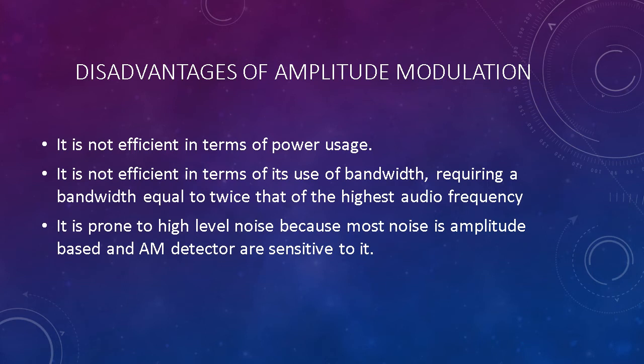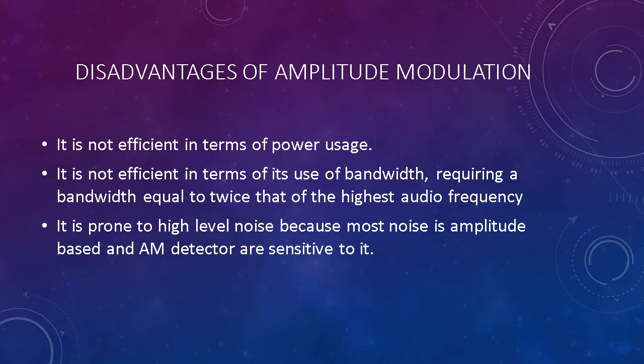Disadvantages of amplitude modulation. It is not efficient in terms of power usage, so the consumption of power is high in amplitude modulation. It is not efficient in terms of its use of bandwidth, requiring a bandwidth equal to twice that of the highest audio frequency. Even though it uses bandwidth twice the frequency of audio, still it is not good because it is using double the size, which will affect the bandwidth. It is prone to high level noise because most noise is amplitude based and AM detectors are sensitive to it.